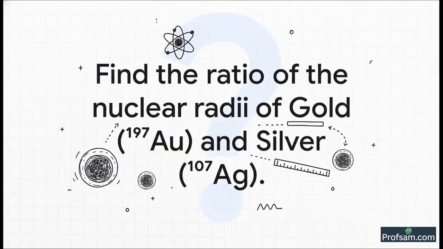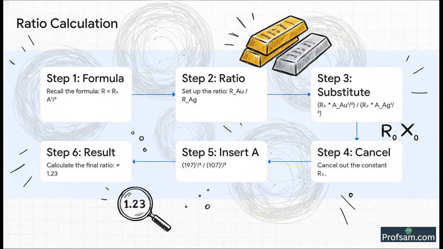All right, here's our question. It's very similar to one in your NCERT exercises. We need to find the approximate ratio of the nuclear radii of gold 197 and silver 107. Okay, let's walk through this step by step. First, we remember our formula. Second, because the question asked for a ratio, we set it up as the radius of gold divided by the radius of silver. Third, we just substitute the formula for both.